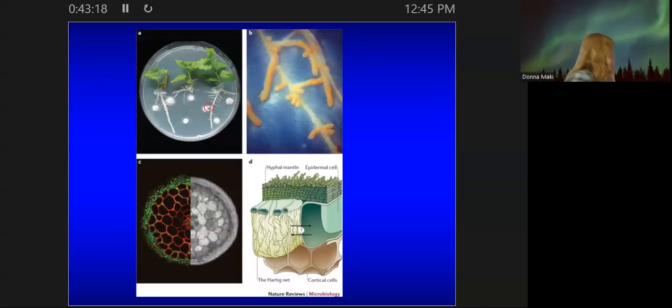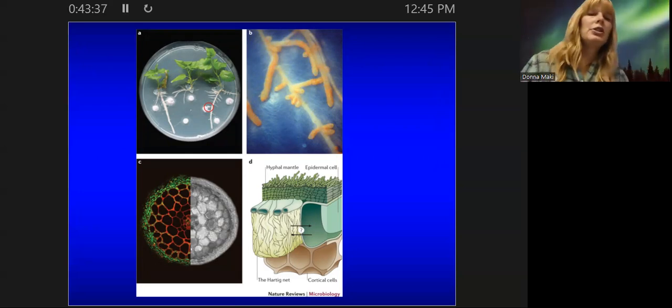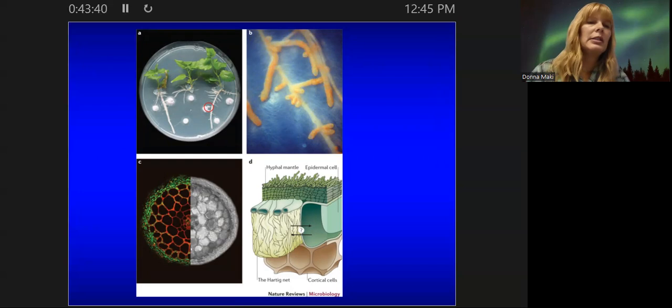And here they're actually growing the poplar in tissue culture work, where they have the poplar seedling germinating and growing on the tissue culture. And then what they did was they spot inoculated the mycorrhizal fungi, and then they circled here that's where they're seeing the initiation of the symbiosis event.